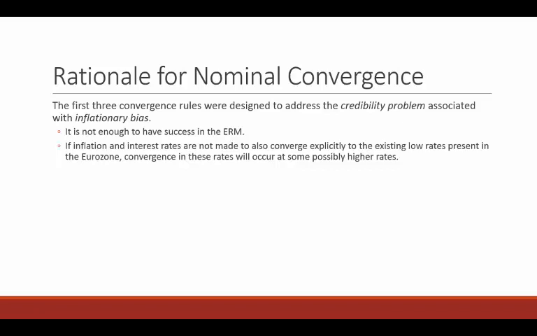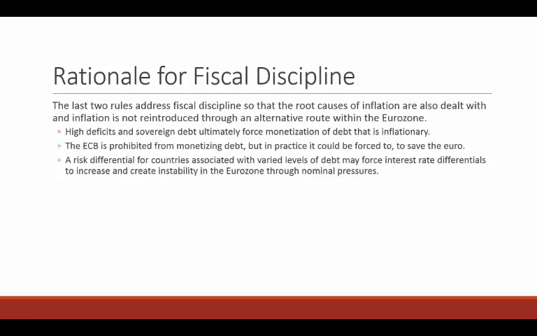By requiring convergence on these 3 variables, any country wanting to join the Euro needed to demonstrate that it had overcome the credibility problem by eliminating any inflationary bias in its pre-membership monetary policies. The rationale for fiscal discipline, that is, for convergence on deficits and debt, is also in the same spirit. Inflation could result from lack of fiscal discipline as the government runs up deficits and result in debt. There are problems usually with this.